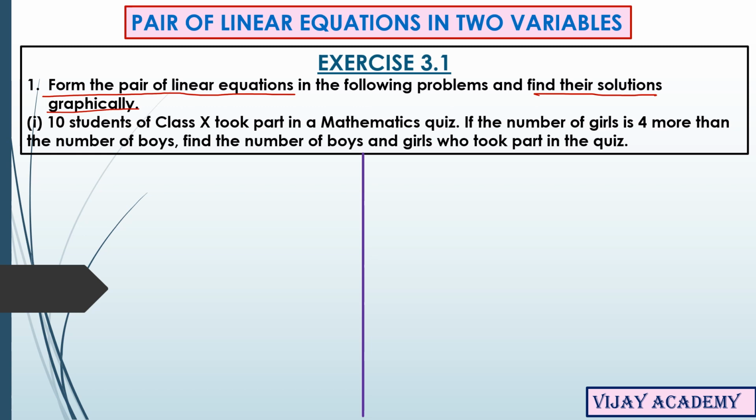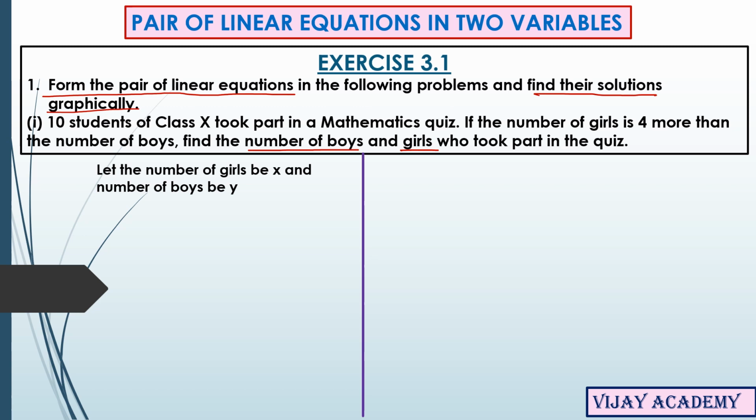So let us start from what we are supposed to find. We are supposed to find the number of boys who took part in the quiz and the number of girls who took part in the quiz. Let us take these two quantities as two variables, since we don't know how many girls and how many boys are participating in the quiz. So let the number of girls be x and the number of boys be y. Always, when we form the equations, first take two variables for the two unknown quantities that we are supposed to find. Now let us go to the first statement.